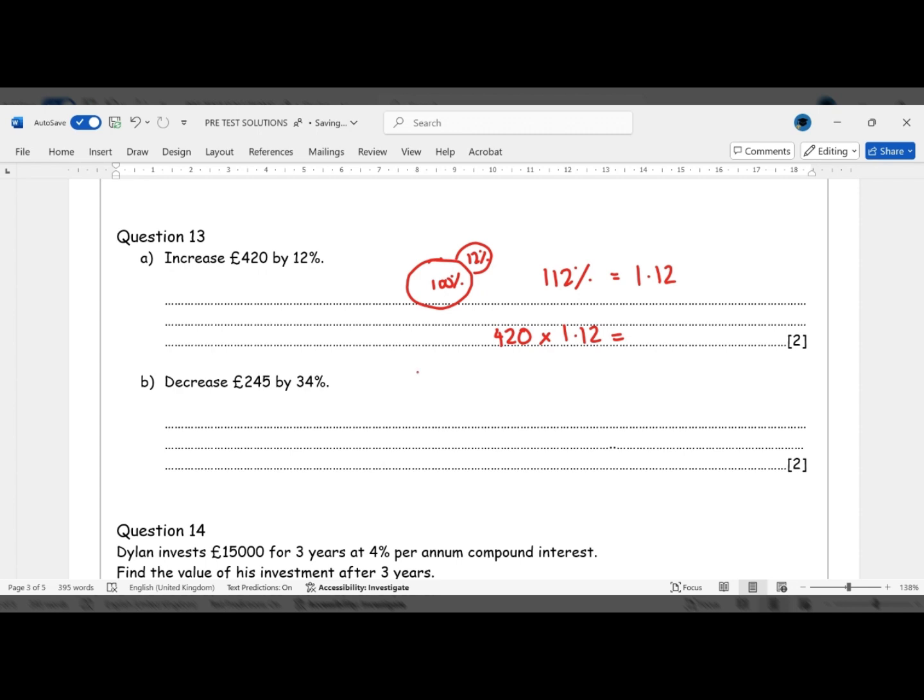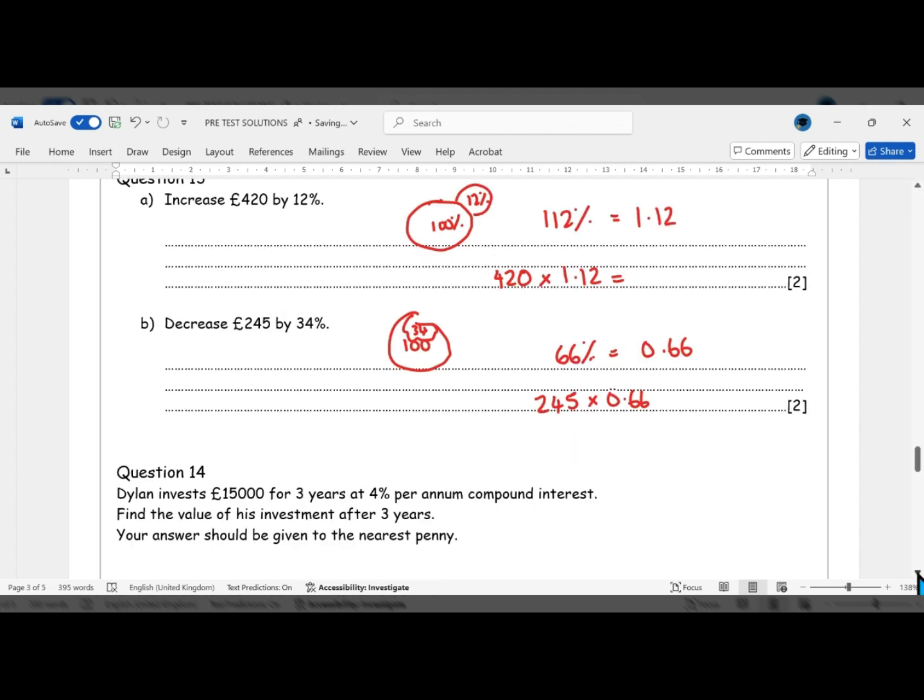Or here, we're starting with 100, but this time, we're not adding 34 on, we're taking 34 away. So we go down to 66%, which as a decimal is 0.66. So we're timesing the money this time by 0.66. And finally, again, you can put those in your calculator. So that's how you'd increase.